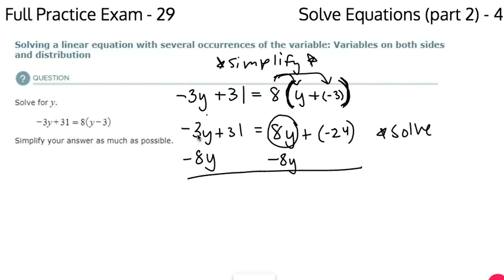If I have negative 3y and I have negative 8y, together, I have negative 11 y's. Plus 31, where that 31 drops down. This got eliminated, so my negative 24 falls down. Now I just have a two-step equation to solve. Should be very simple from this point.